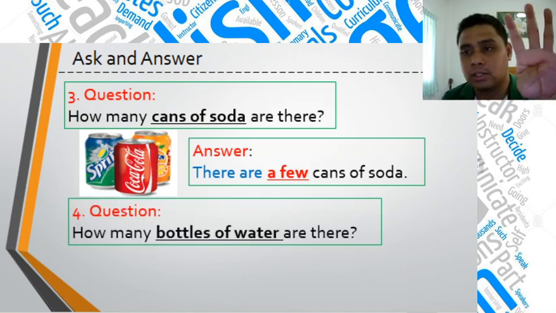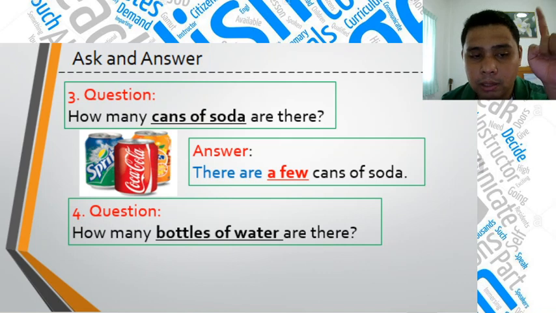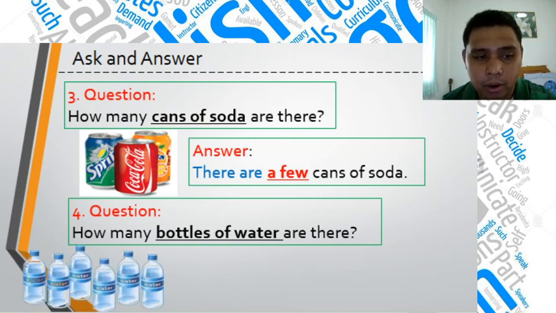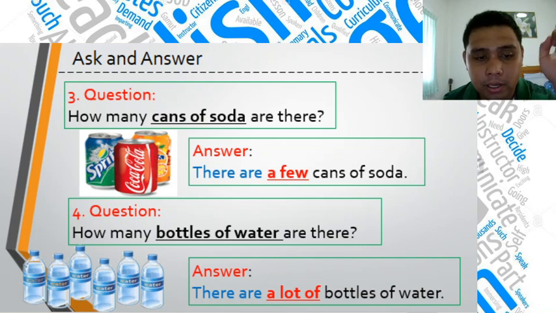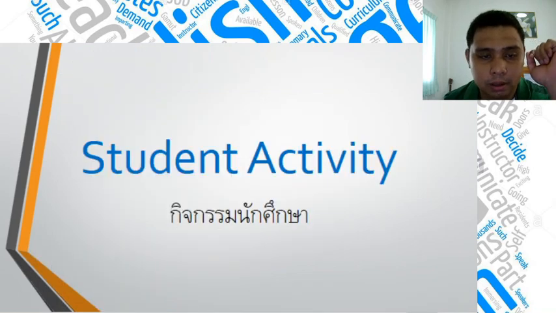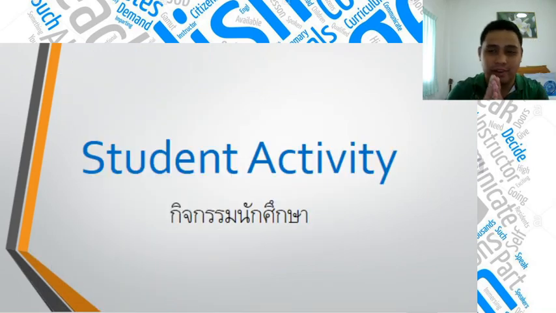Number 4. How many bottles of water are there? So we have 1, 2, 3, 4, 5, 6. The answer is: there are a lot of bottles. Okay, now this is very interesting.